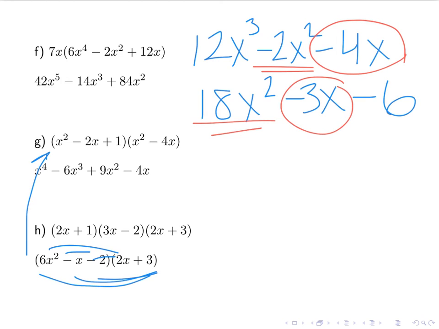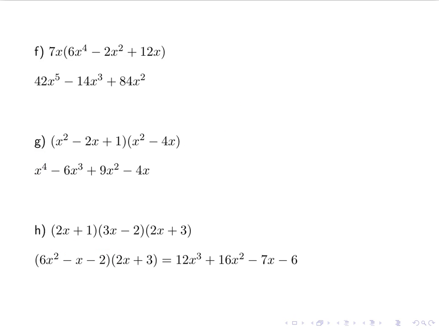And then I'm going to look at what like terms I have. So I have two different x squareds I can combine, and I have two different x's that I can combine. And when I do that, I get 12x cubed plus 16x squared minus 7x minus 6. Okay. So just a little introduction to it. We're going to mostly focus on a monomial times a polynomial and a binomial times a binomial. So don't worry too much about the higher order ones, but you should be able to recognize how to do them.